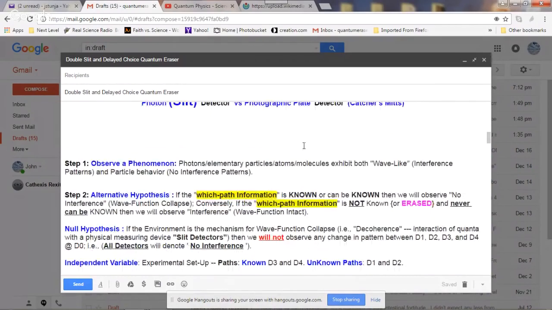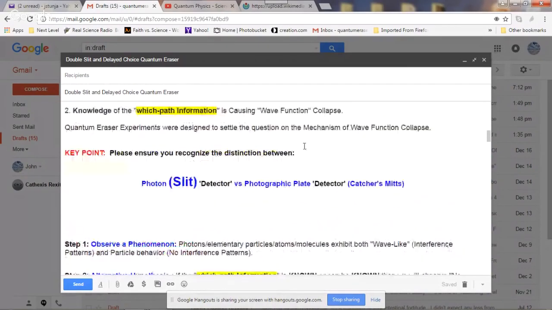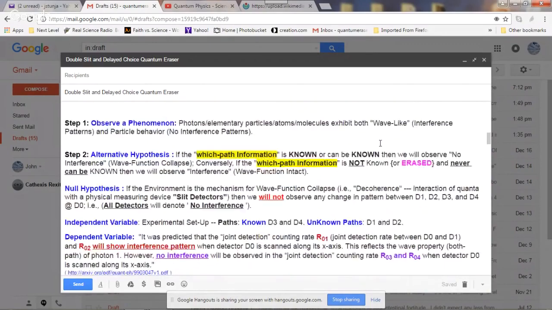So what they did was, to resolve the situation, the quantum eraser experiments were designed to settle the question of the mechanism of wave function collapse. It had to take some time. In fact, it took until the year 2000 to get enough technology and wherewithal to do the experiment. So let's go through the scientific method.